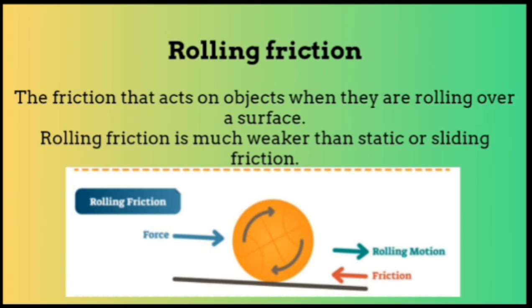Rolling friction. The friction that acts on objects when they are rolling over a surface. Rolling friction is much weaker than static or sliding friction. Example, a ball rolling on the surface is due to rolling friction.